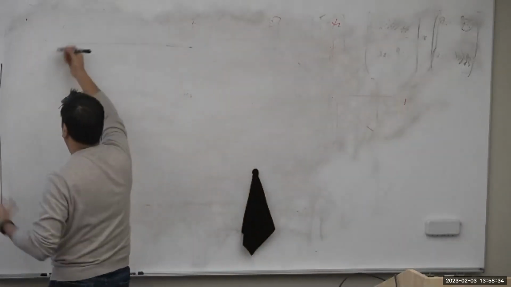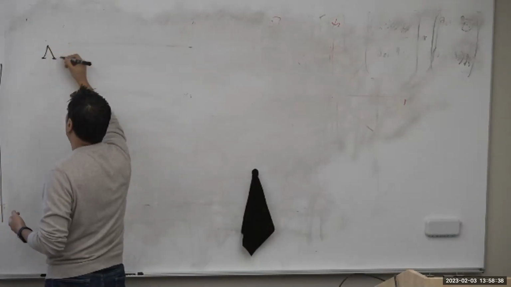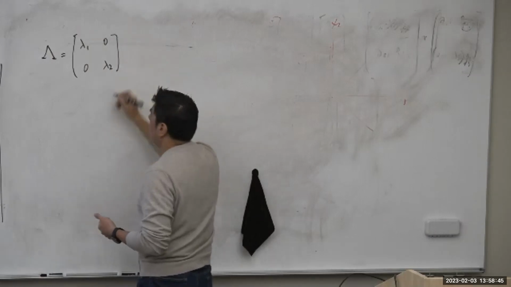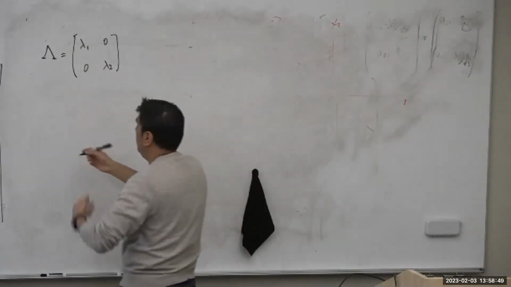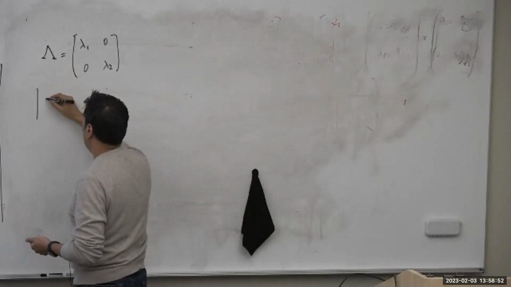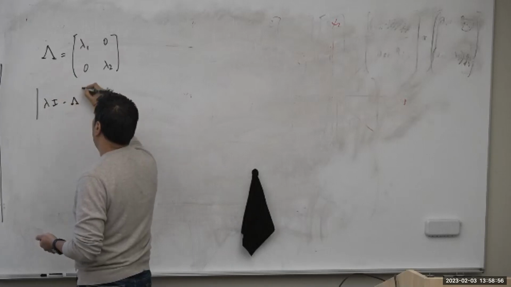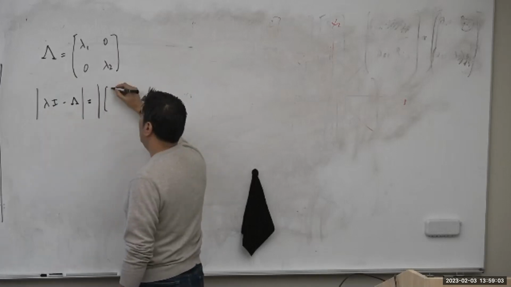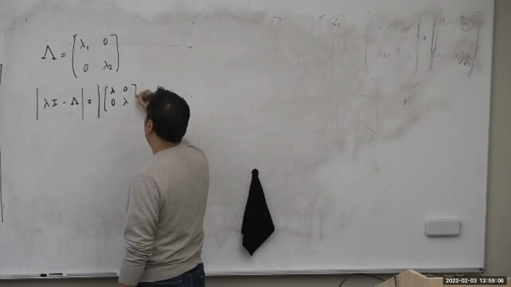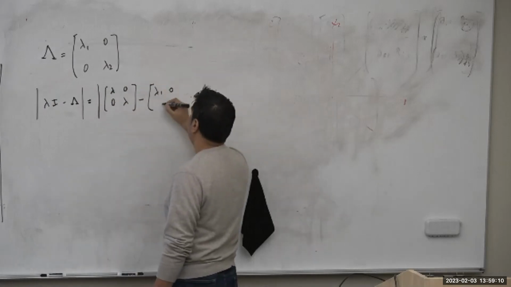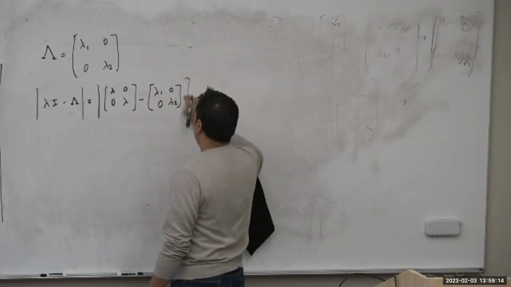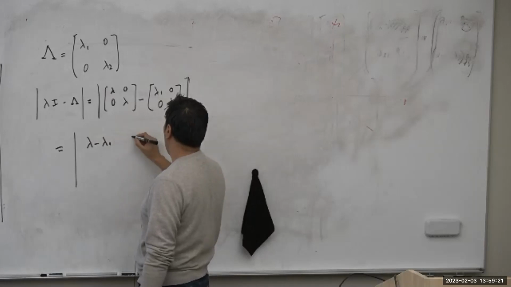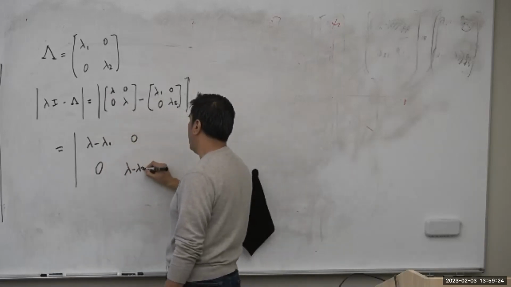So if we have a diagonal matrix, let's make it simple. You have this one, which is lambda 1, 0, 0, lambda 2. Then to give the eigenvalues of this, we need to solve for this equation, lambda I minus capital lambda. But this is diagonal, so we can obtain this matrix. This matrix is lambda, 0, 0, lambda, minus capital lambda, which is lambda 1, 0, 0, lambda 2. So if we subtract these two, we get lambda minus lambda 1, 0, 0, lambda minus lambda 2.